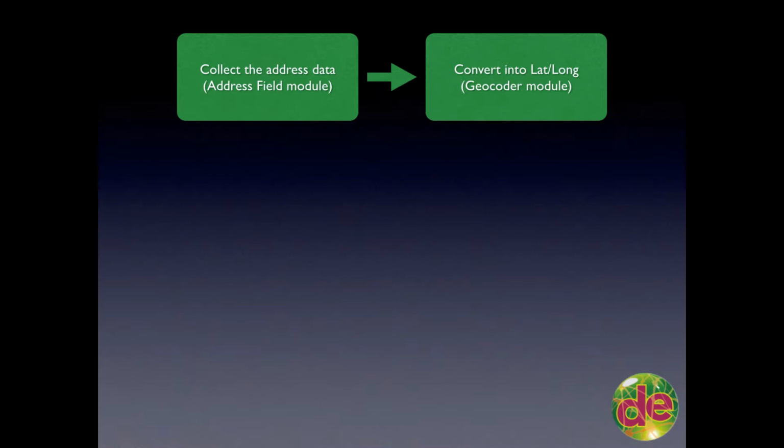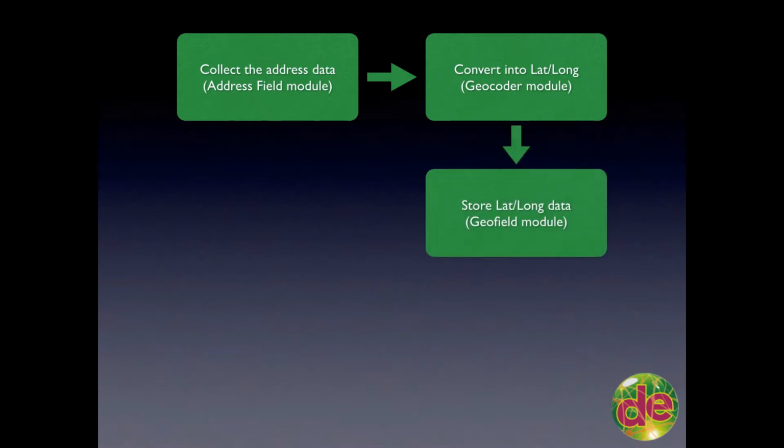So we're going to create a new content type, and we're going to add an address field to it using the Address Field module. Data entered into the address field is going to be geocoded into latitude and longitudes and stored in a second field supplied by the Geofield module. Now at this point, our entry is complete because we can now add address data to a node, have that data automatically converted into latitude and longitude, and store those latitude and longitudes using the Geofield module.